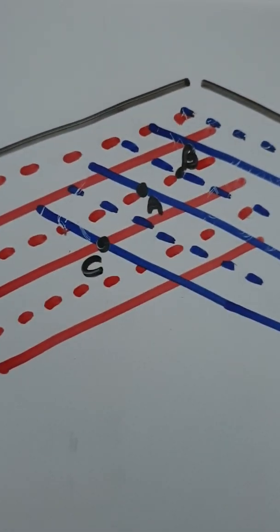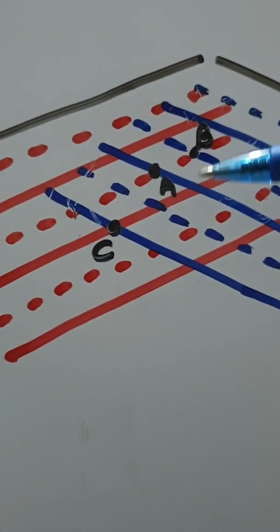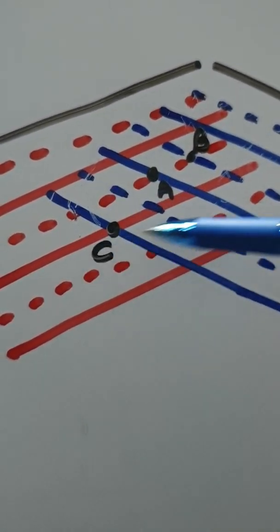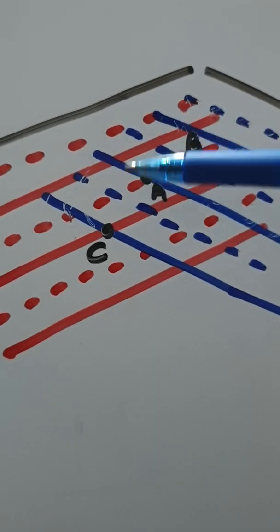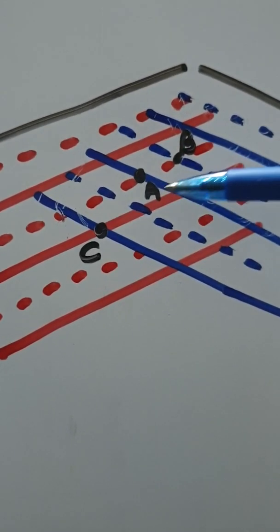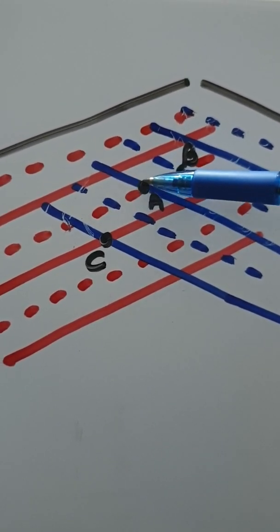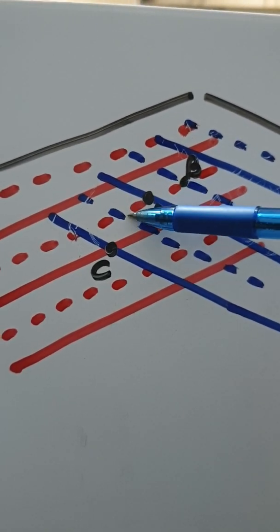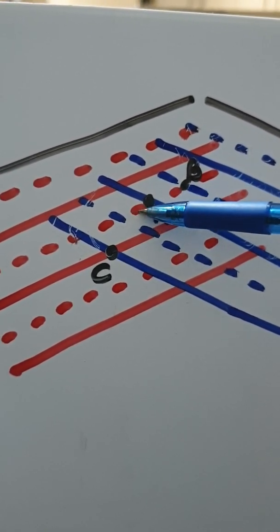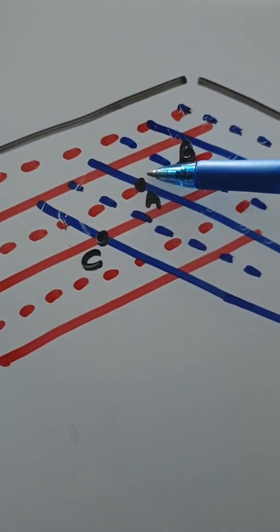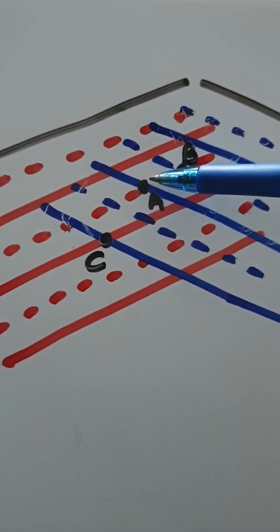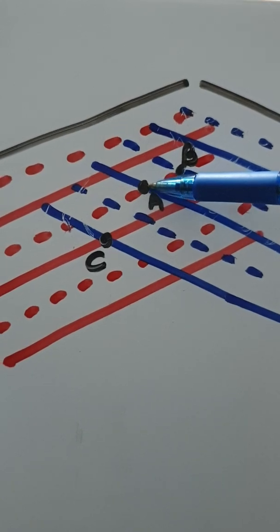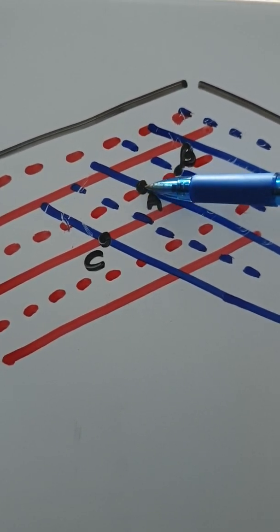If you look over here, the bold lines are the crests and the dotted lines are the troughs. So let's look at A. A is where a crest interferes with the trough. So that's a bold blue line interfering with the dotted red line. So that's an area of destructive interference, so that's going to be a nodal line.